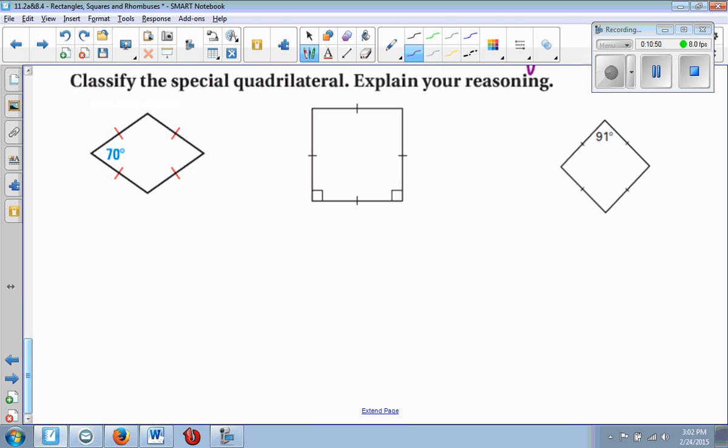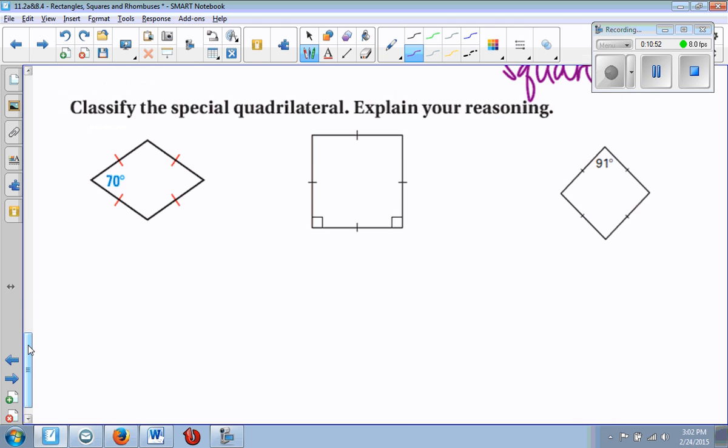The last couple of problems down here say classify the special quadrilateral and explain your reasoning. In the first one, I've got a 4-sided figure with 4 congruent sides marked, which means that this has to be a rhombus. I can't be more specific than that because in order for me to say this would be a square, all the angles would have to be 90 degrees, which in this case is not true.